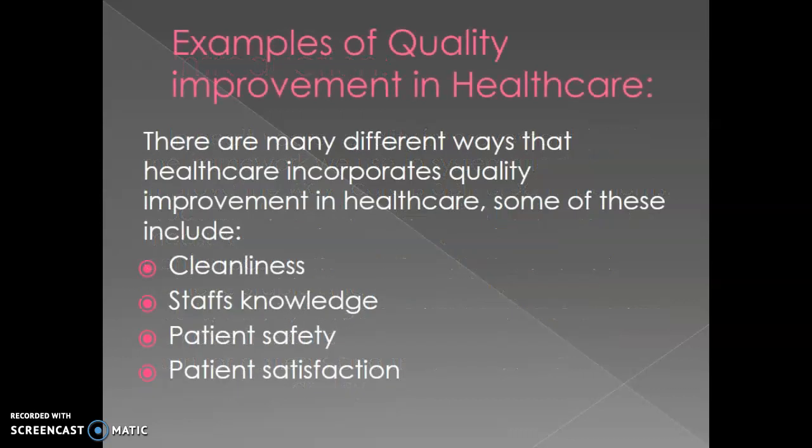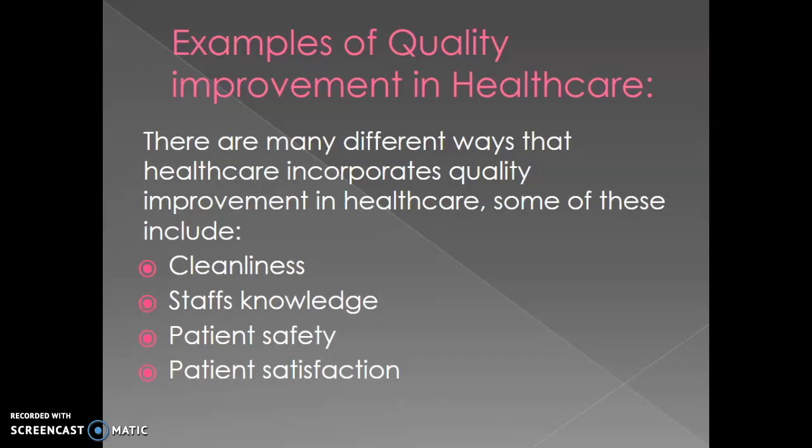Some examples of quality improvement in healthcare are cleanliness, staff's knowledge, patient safety, patient satisfaction, and that's just a touch of it. We can measure how many patients are coming in for their annual physicals. We can ask, do you feel like the staff was patient with you? I mean, this can really range from any aspect of healthcare.